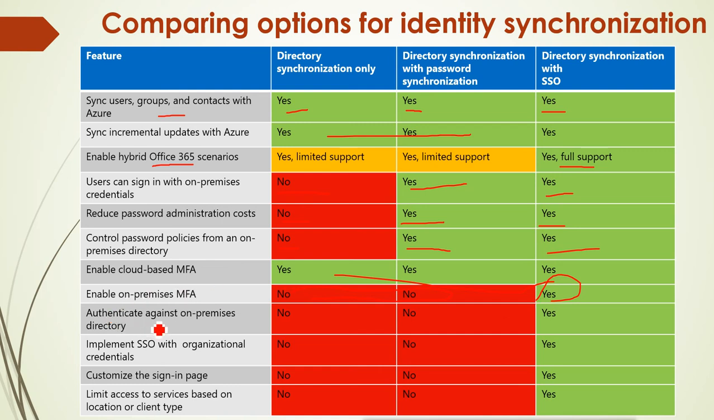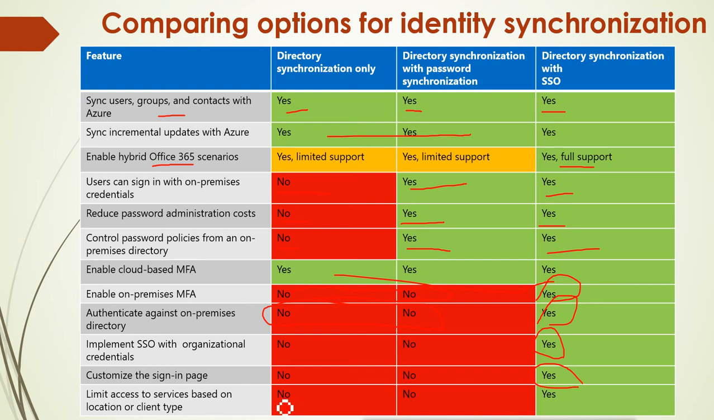Authenticate against on-premises directory. For authenticating against the on-premises directories, it does not authenticate when we synchronize the directory and password. It is only available in single sign-on federation services. Implement the single sign-on with organizational credentials. It is available only when we do the single sign-on federation services synchronization. Customize the sign-in page. This is also when we do the synchronization for single sign-on federation services.